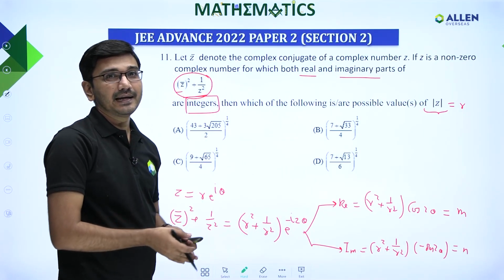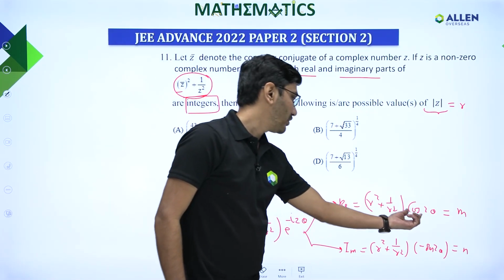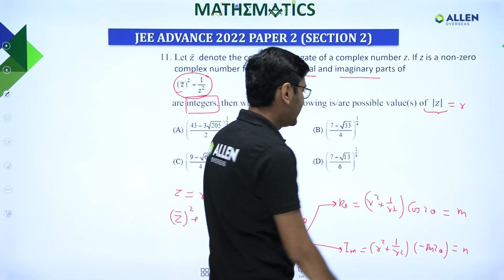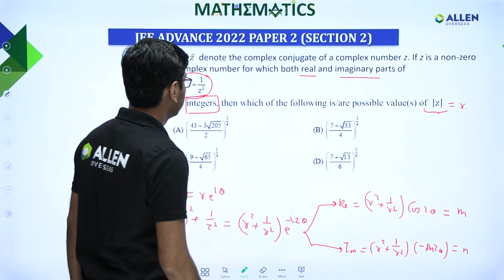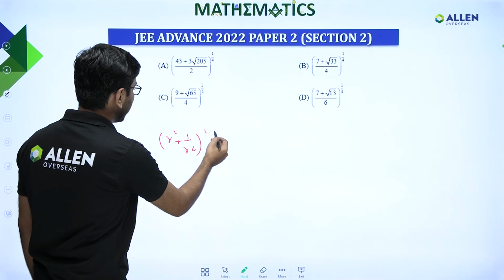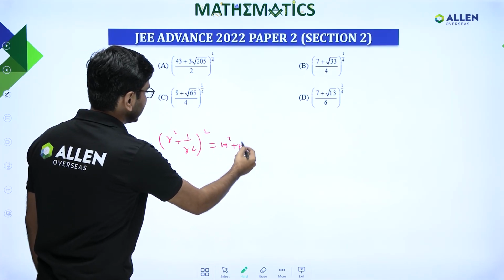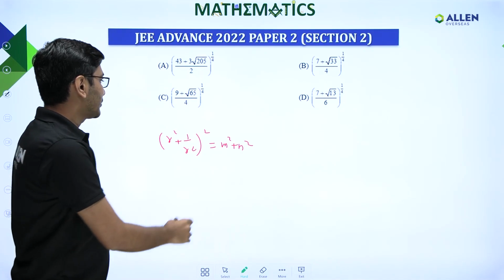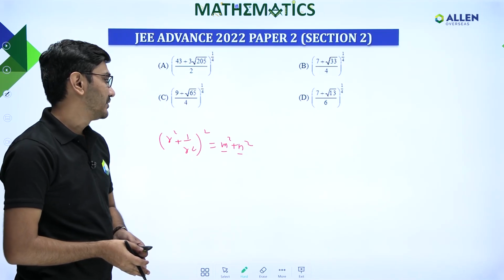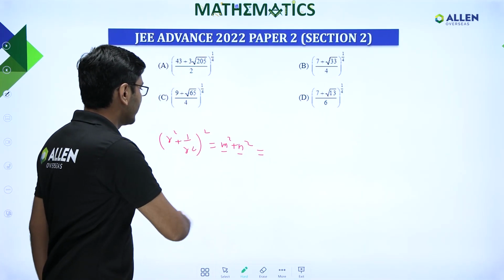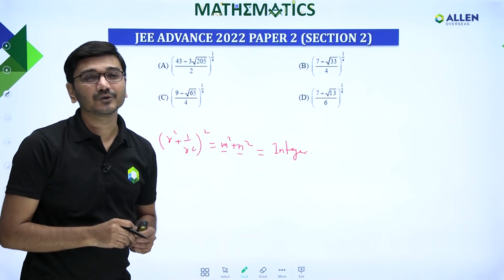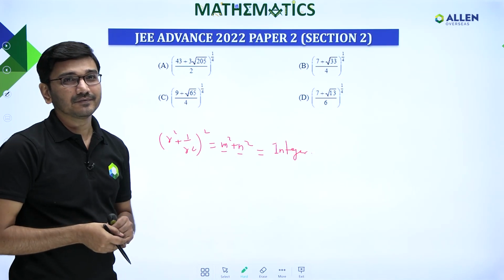Now, if we square and add these, because here the coefficients of cos and sine are the same, r square plus 1 by r square. If I take the square and add, then definitely I will get something like this. I will get r square plus 1 by r square bracket square will be equal to m square plus n square. So, this m square plus n square is actually the sum of the squares of integers. So, definitely I should get r square plus 1 by r square as an integer. Also that integer should be the sum of the squares of two integers.